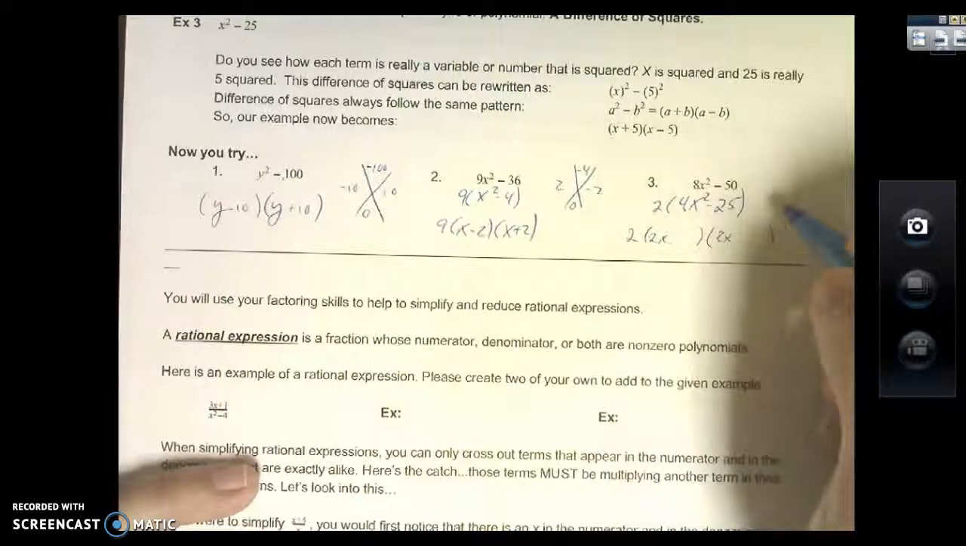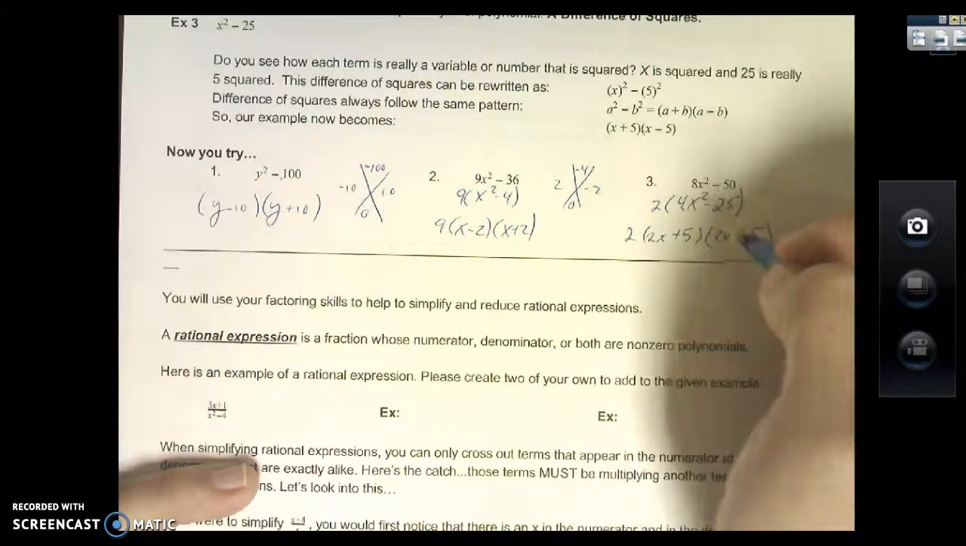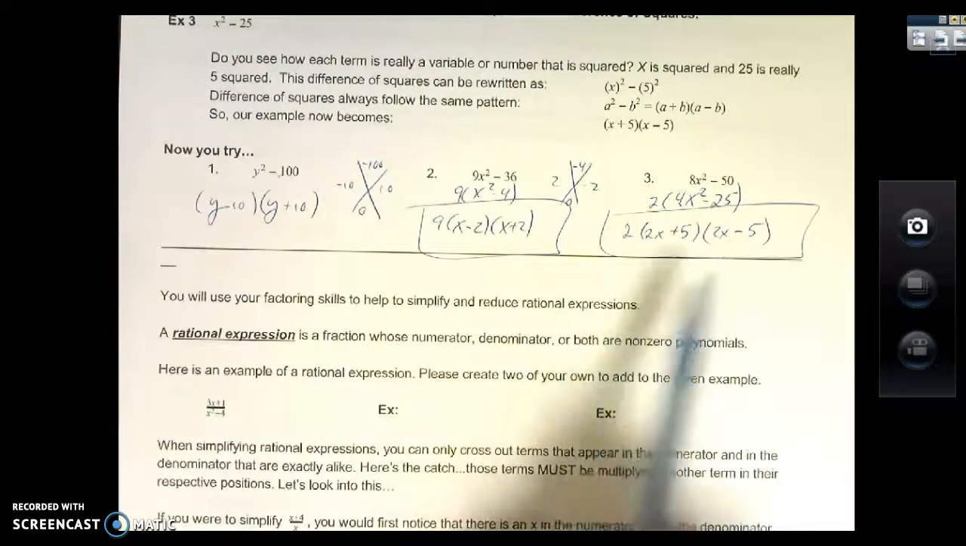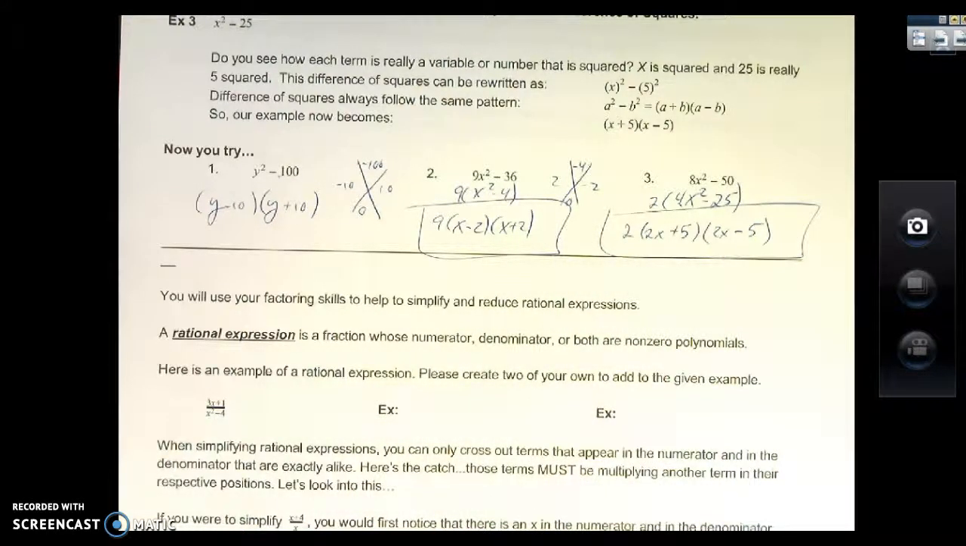What's the square root of 25? 5 and 5. And we put plus, minus. That's the whole trick behind this. But we can only do it when they're perfect squares and when there's a minus sign in the middle. Okay? Alright. Very last part down here then.